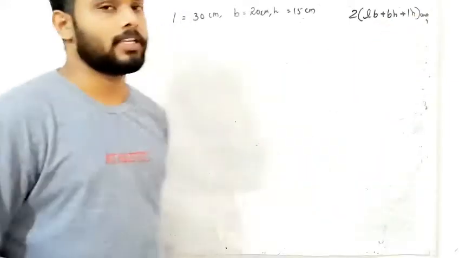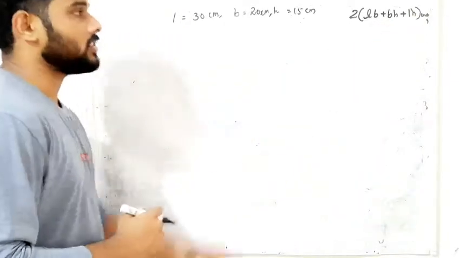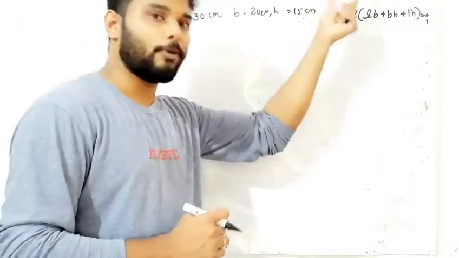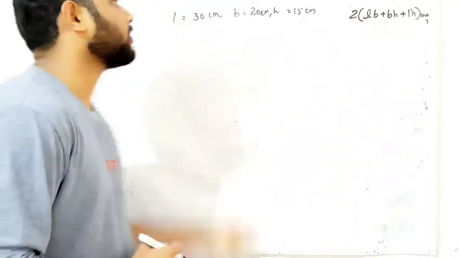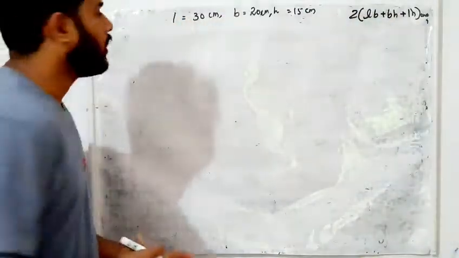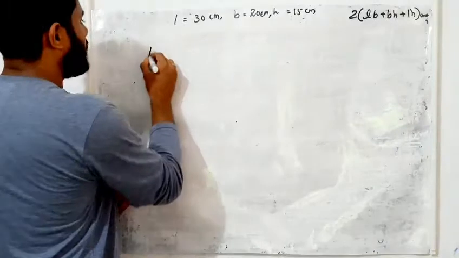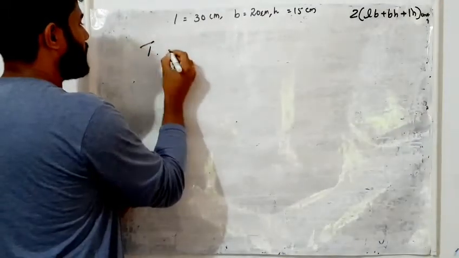Okay, that is the answer. Okay, this is the equation. With the help of this equation, we are going to find out the total surface area of this cuboid. How can we find the total surface area? I am going to write TSA.